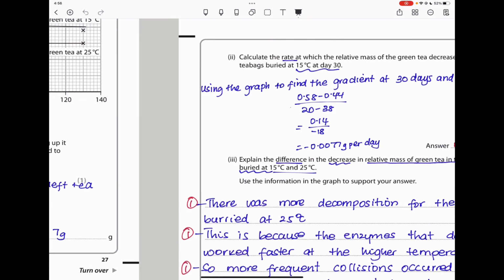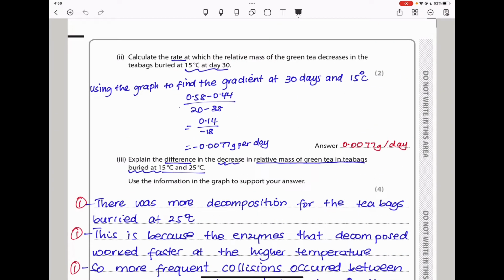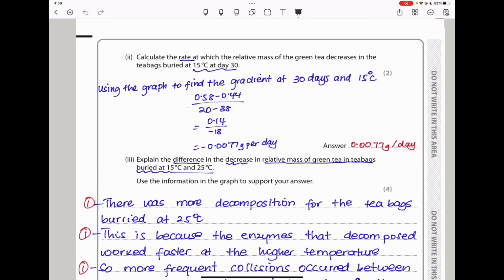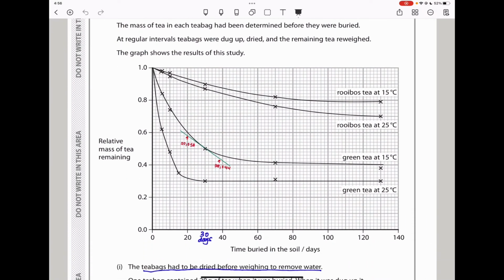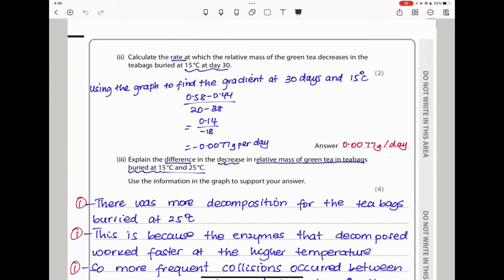Let's move on. Here they say, calculate the rate at which the relative mass of the green tea decreases in the tea bag buried at 15 degrees Celsius at day 30. So here, let me take you back slowly. Here we will come at day 30. Remember, we are looking at the green tea bag at 15 degrees. So you will draw a tangent at this point here and then find the gradient of that tangent. The gradient of that tangent is going to give us the result.